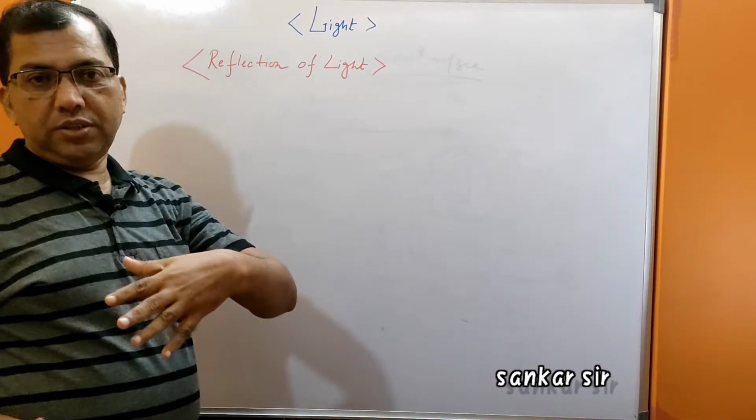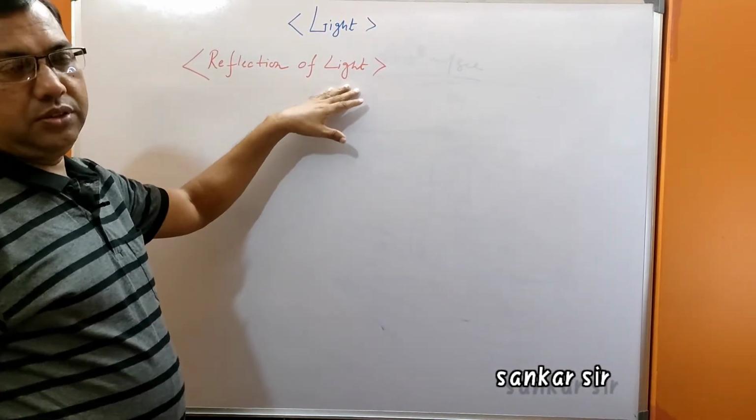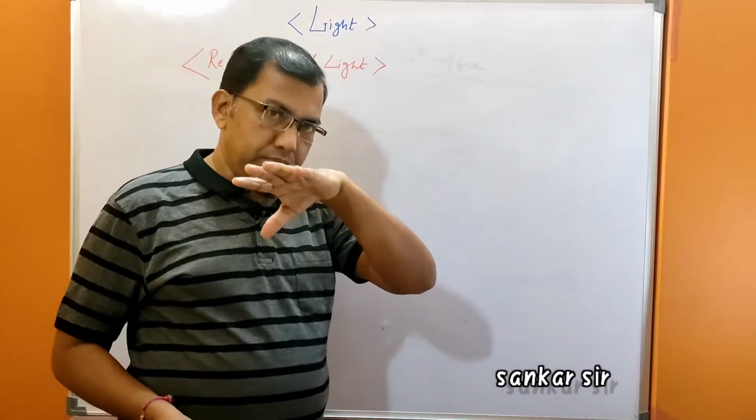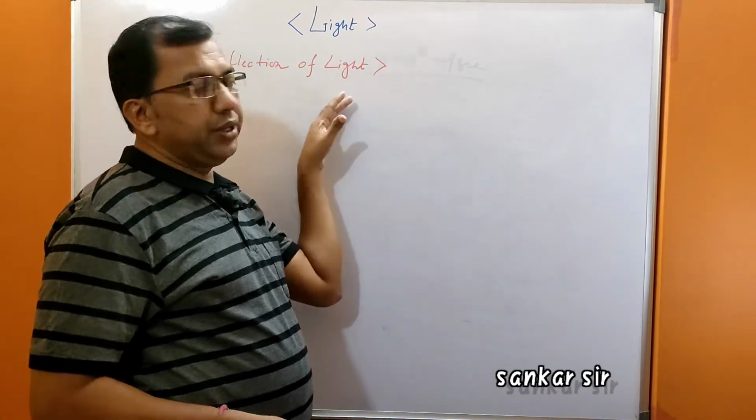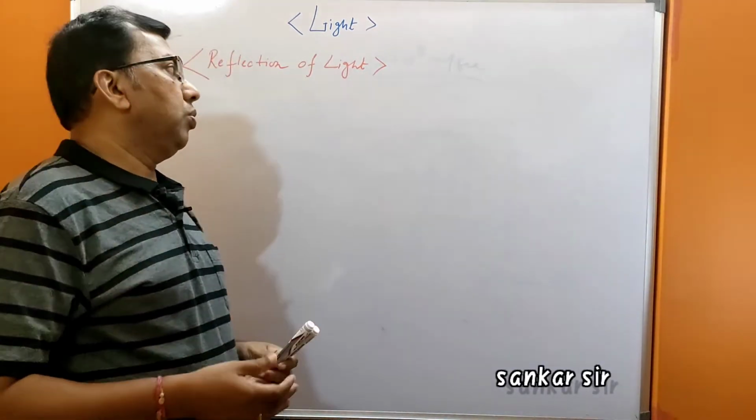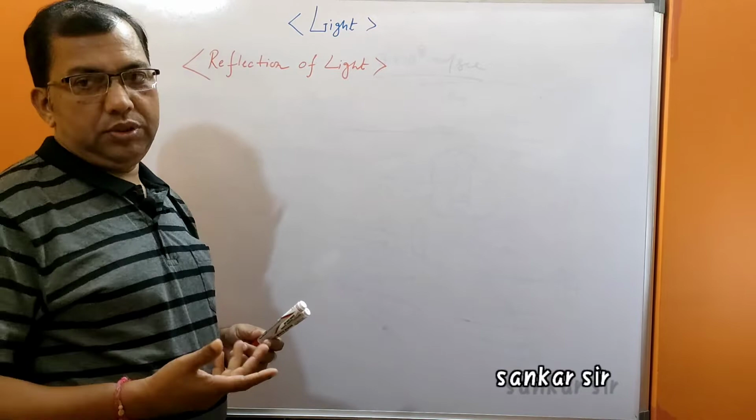Next, the reflection of light. After that, refraction of light. So what is the reflection of light? We know the light travels in a medium. The surface in which it travels, that is the medium. So reflection, how and why?